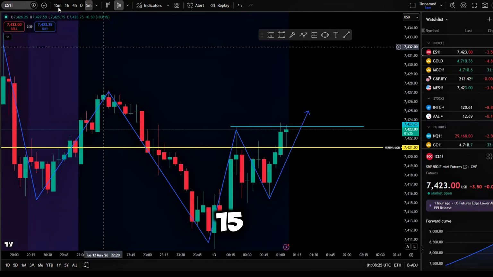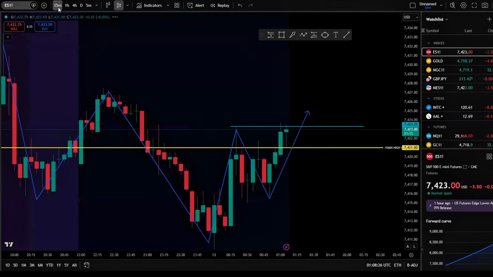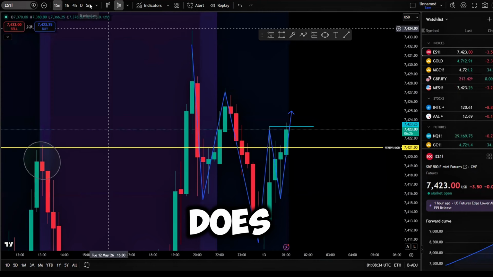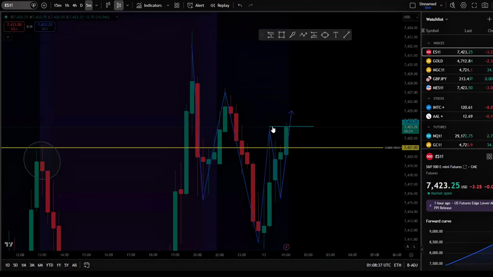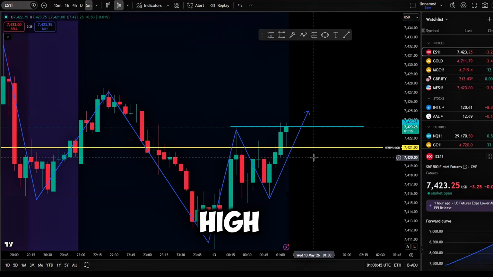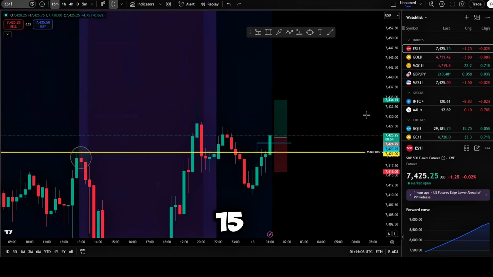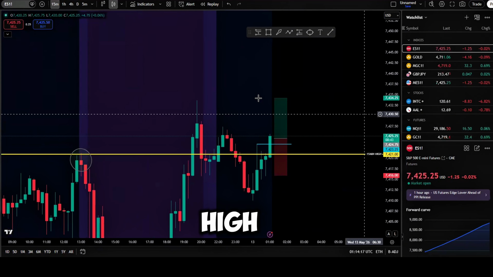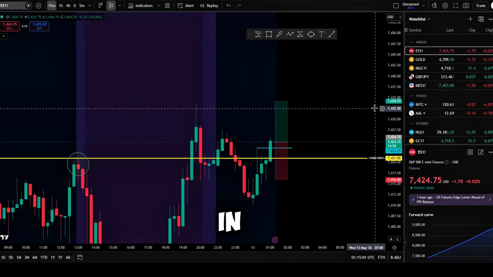I don't really want to enter off of this 5-minute closing above this level. I kind of want to wait on the 15-minute to see if we can hold above this 15-minute high. Because even if this 5-minute candle does close above this wick, the next 5-minute candle could make that 15-minute candle drop below the 15-minute high. So let's see if we can get buys. We've got like 50 seconds left on this 15-minute candle. So once this candle closes, I'm going to enter with a stop loss below the previous 5-minute low, and then I'm going to target this high on the 15-minute time frame.